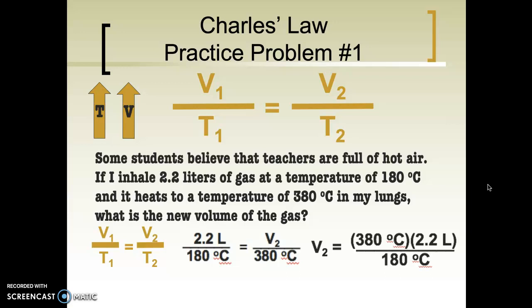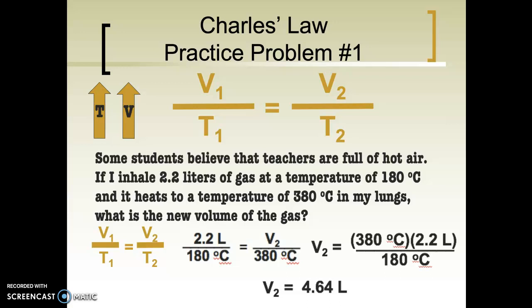So we end up with this equation. V2 is equal to T2 times V1 over T1. Again, your degrees Celsius will cancel out. Your units you are left with are liters, so you know you are finding volume. Our correct answer then, if we work out the math on our computer, 4.64 liters. Okay, so again, as long as you know three of the four variables, you can figure out the fourth.